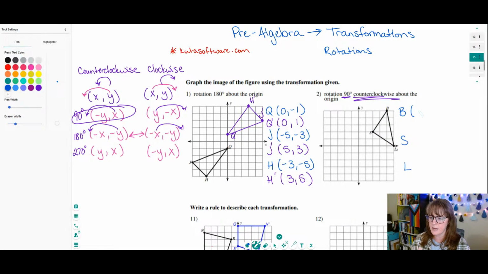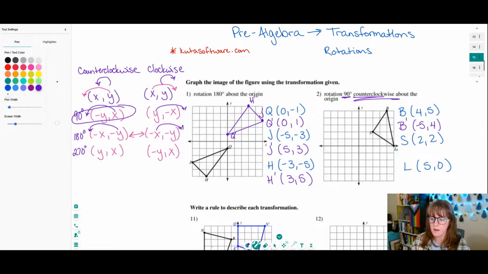So B is at (4, 5). S is at (2, 2). And L is at (5, 0). All right, and then let's use this rule to write out our new coordinates and graph them. So B prime, we're going to switch, and whatever was in this y position is going to switch signs too. So now we have (-5, 4). Notice that the 4 stays positive. It's just moving positions. And then let's go ahead and graph that.